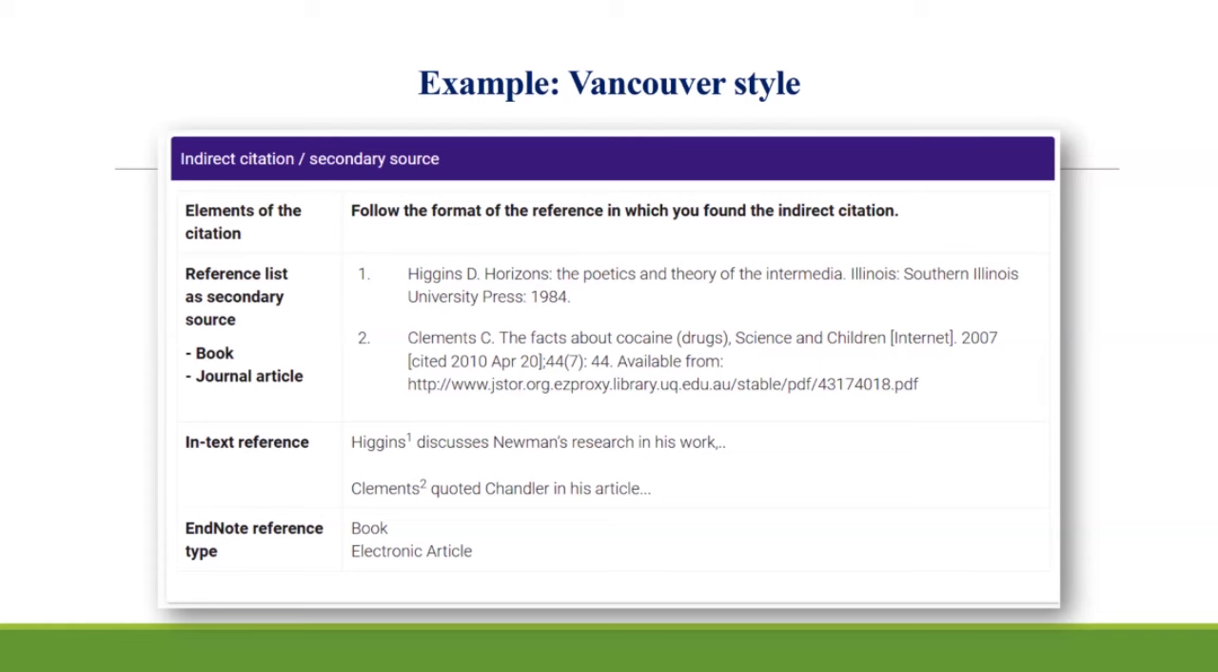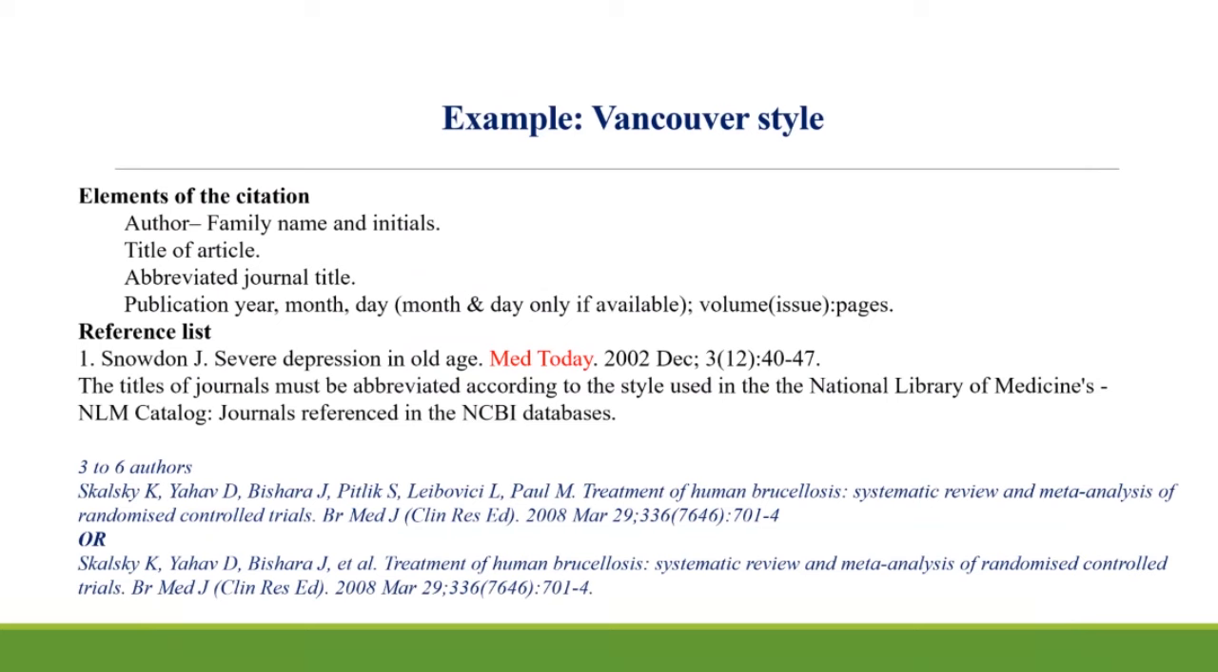In other words, the author, the name of the article, where it's published, what year it's published in, right? So that comes like that. Whether it's a book or an article, it will be a little different each time. This is again an example of the Vancouver style, the family name and initial, like Snowdown J. So J is the first name of the author. Snowdown is the last name of the author.